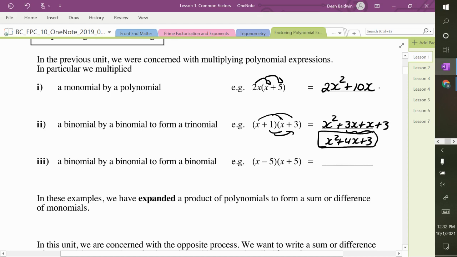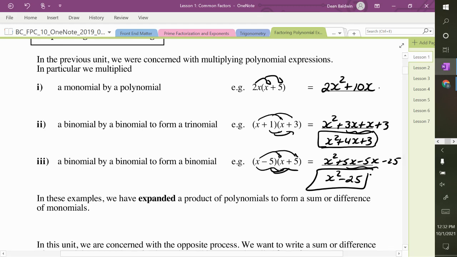So then we did that. And we also did this, which was a special case. If you remember that, it's called a difference of squares. If not, you can just FOIL it, and you will end up with x squared plus 5x minus 5x minus 25. And those cancel to get that. So that's what basically the last chapter was about.